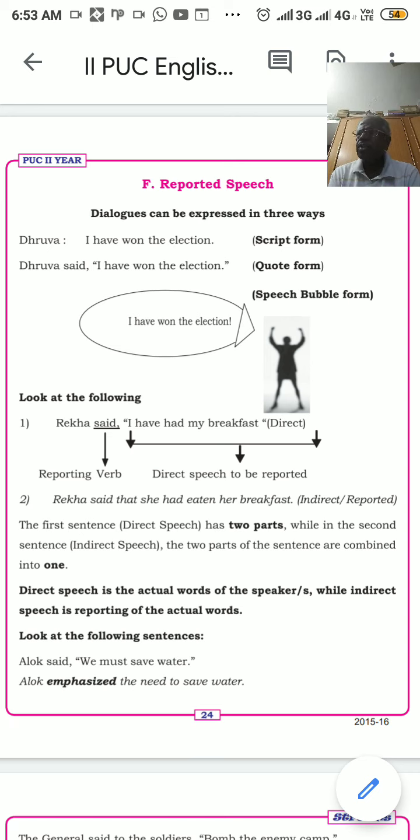Then we have request. Introduce verbs of request such as requested, followed by an infinitive verb. For example, the woman said to the man, "Please give me a seat." This is a request. The woman requested the man. Said becomes requested, the man to give her a seat.